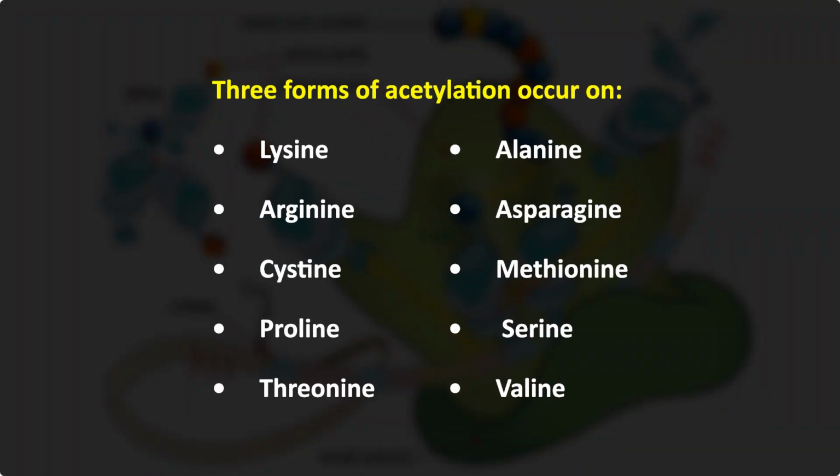These three forms of acetylation occur on lysine, alanine, arginine, asparagine, cysteine, methionine, proline, serine, threonine, and valine residues with different frequencies, although the acetylation is more reported on lysine residue. And alpha acetylation is more biologically significant compared to other types of acetylation.